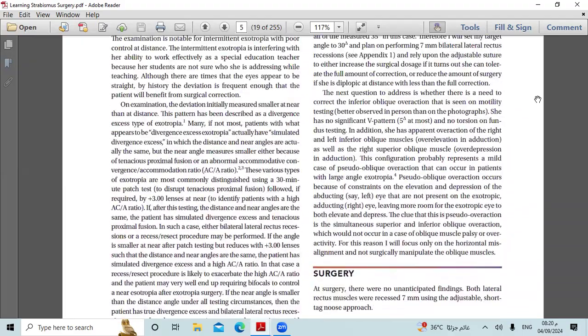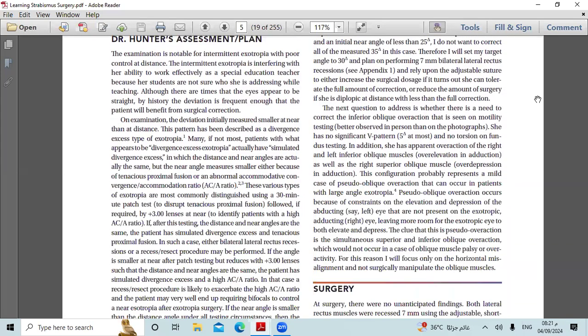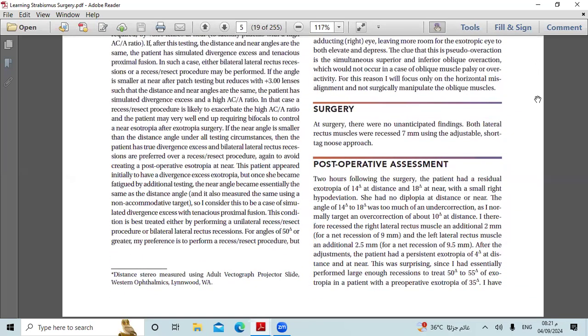Yes, again, I will highlight the obliques overaction here, because sometimes the failure of our surgery in treating intermittent exotropia is that if you don't correct the obliques overaction in intermittent exotropia, the surgery mostly will fail.